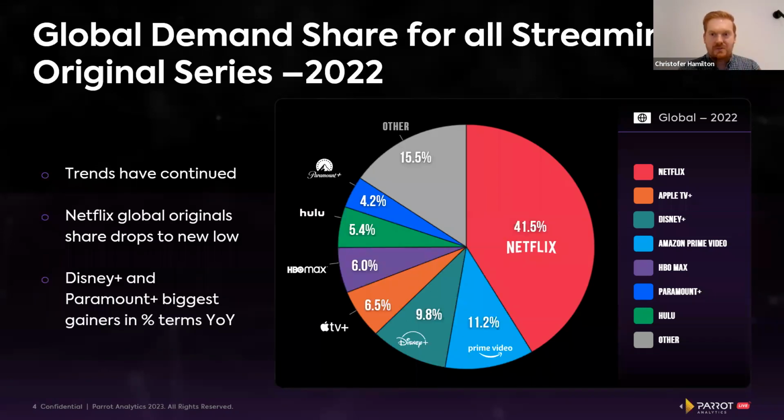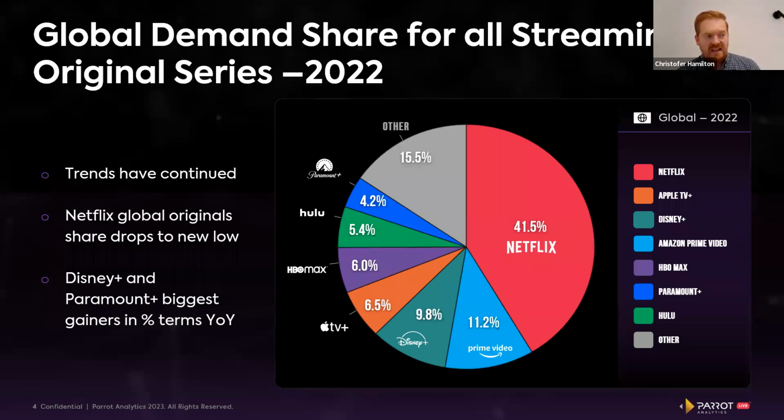So fast forward to 2022, and we really see a continuation of the trends that we saw in 2021. The 2 biggest gainers year over year in percentage terms were Disney Plus, continuing that strong growth, but also Paramount Plus. It had one of the largest percentage growth year over year. Even though it's only on a 4.2% share, it saw pretty strong growth in 2022. And that's down to it really expanding its universe of original series with the Sheridanverse, Yellowstone spinoffs, and other in-demand original series like Halo, for example.